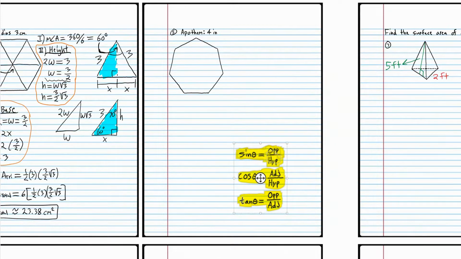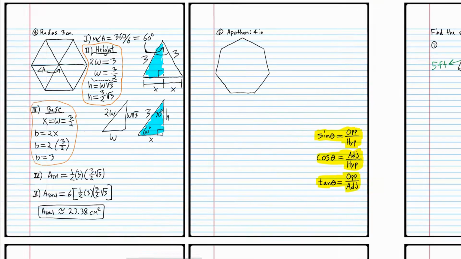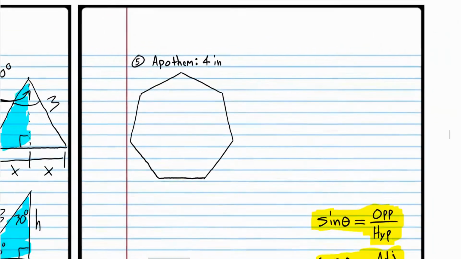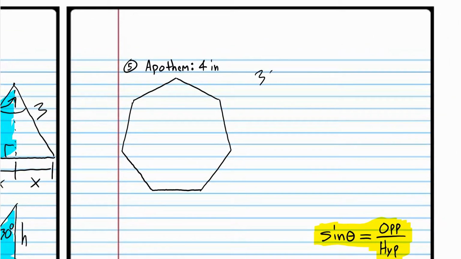Now in number 5, you're given the apothem, so I just want to give you a review. The apothem is the distance from the center to a side. So that's going to be the height of each triangle. Now be aware in this problem, when you divide 360 by 7, you're going to get a weird number. It's going to be 51 point, and it's just going to go on and on. So rather than deal with that, you can just write 360 over 7 and leave it like that. So that is going to be this angle here.